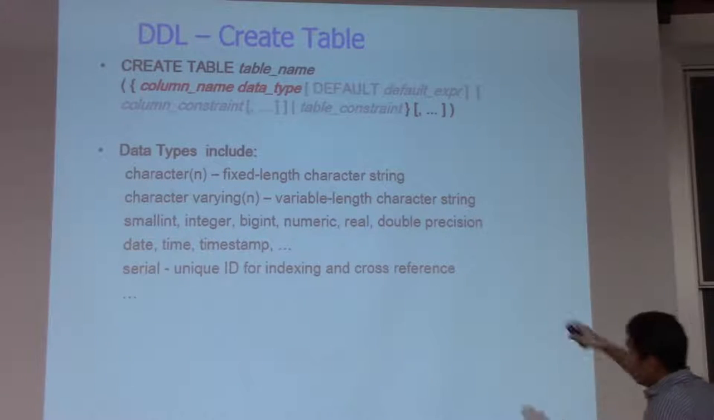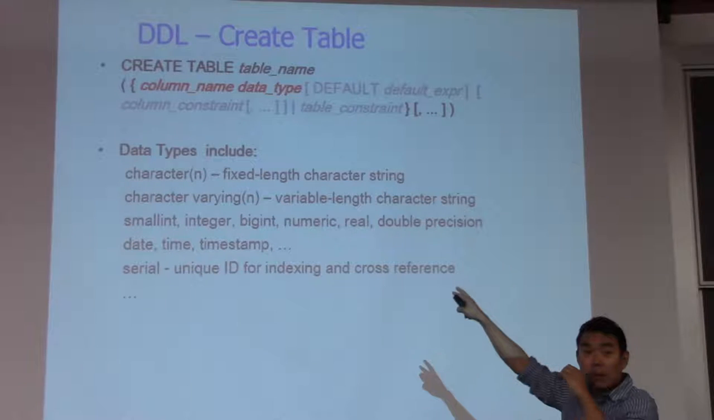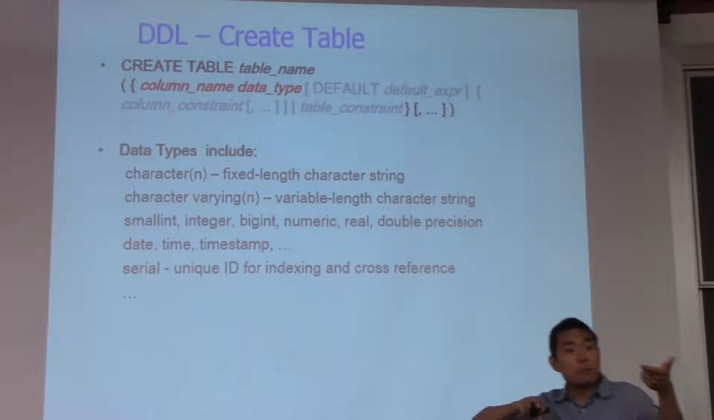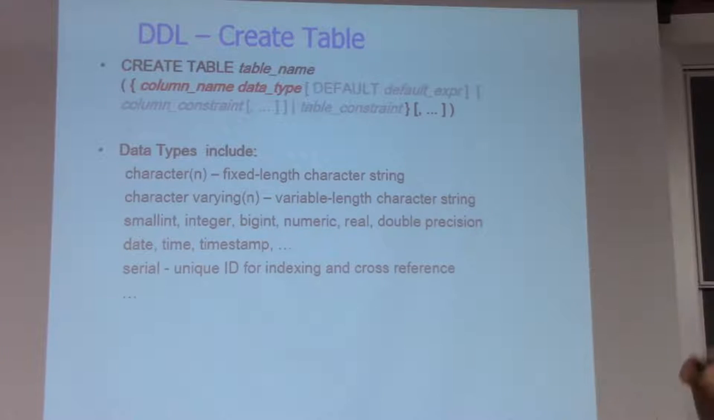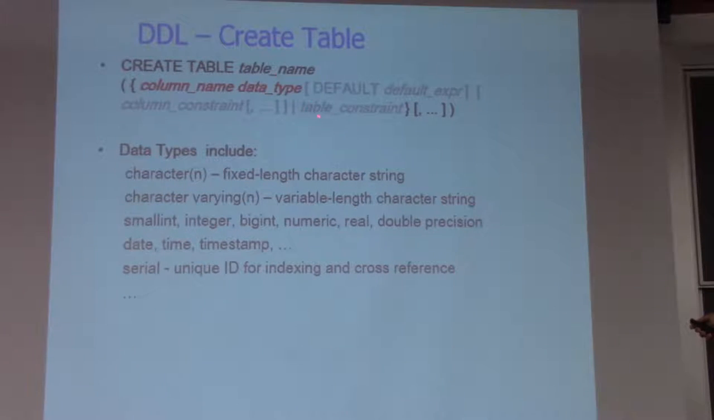So what this says is, you must have CREATE TABLE, and you must supply a table name of your choice. You must have at least one column with its name and type to construct an instance of a CREATE TABLE statement. But of course, you may have more column names and data types, and in addition, you may have a default expression, column constraint, and table constraint. So that's essentially what this expression means.